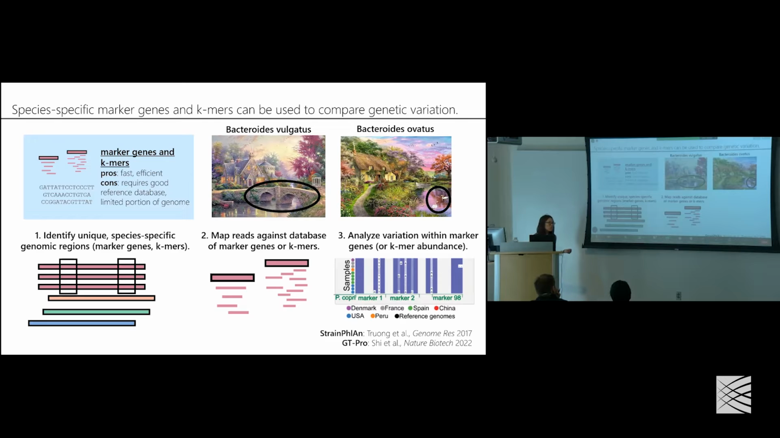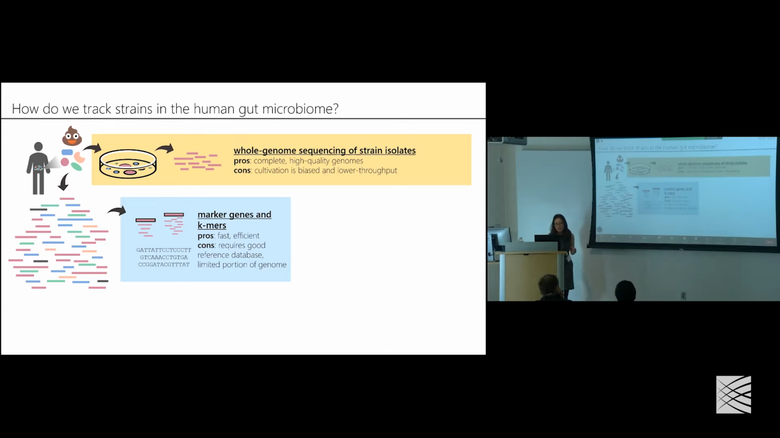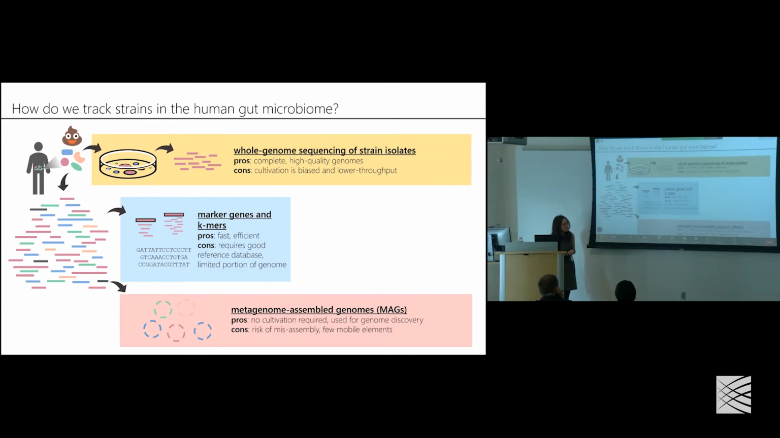And with marker gene methods, we can then analyze variation within these marker genes, the reads that are mapped to these marker genes, to gain more insights about strain level variation. These methods can be really powerful because they're fast and efficient at characterizing strain level variation. Probably the drawbacks are that they do require a pretty good reference database, so they work better for some systems than for others, and they are by definition focusing on a very limited portion of the genomes. If we think of these marker gene and k-mer methods as reducing the complexity of these systems, then the opposite direction in terms of methodological complexity is full metagenomic assembly.